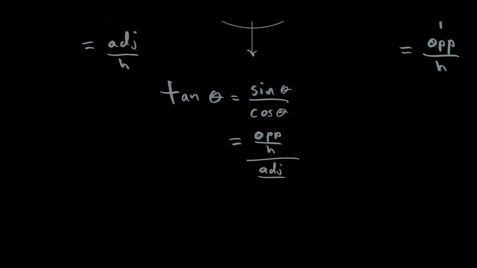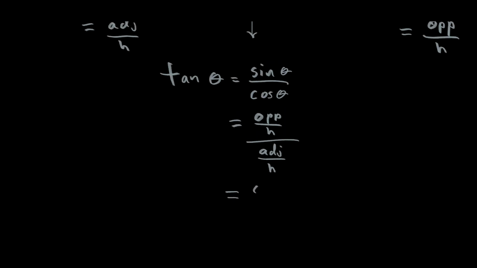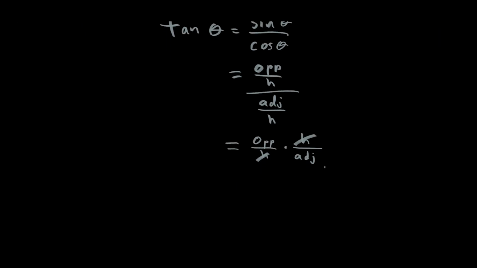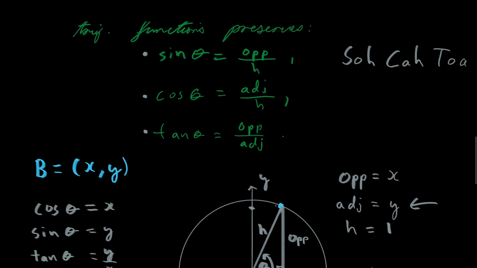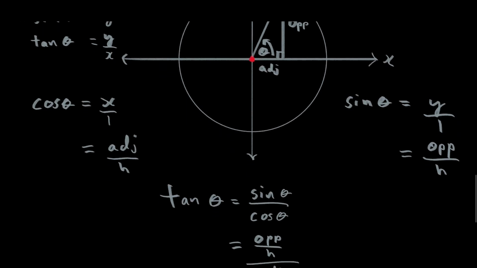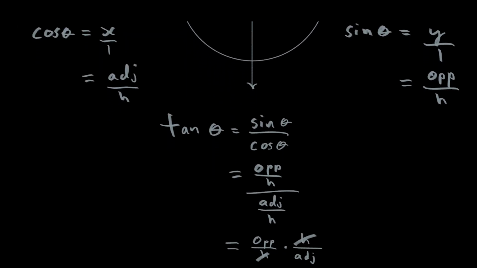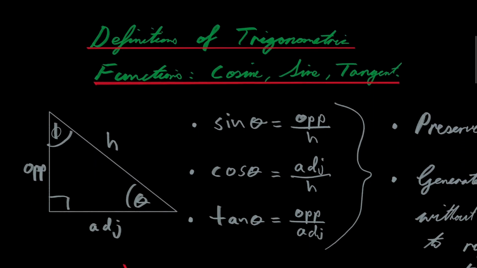Remember, we know that the opposite side is just y and the adjacent side is just x, and that the hypotenuse is just 1. And we also know that dividing by a fraction is the same as multiplying by the reciprocal. So let's do that. Okay, the reciprocal of adjacent over h is just h over adjacent. All right, and now you can see that the h variables will cancel, and we'll just be left with opposite over adjacent, which is what this says. Okay, so our unit circle definitions of these three trigonometric functions respect, in other words, they do no violence to these definitions here.